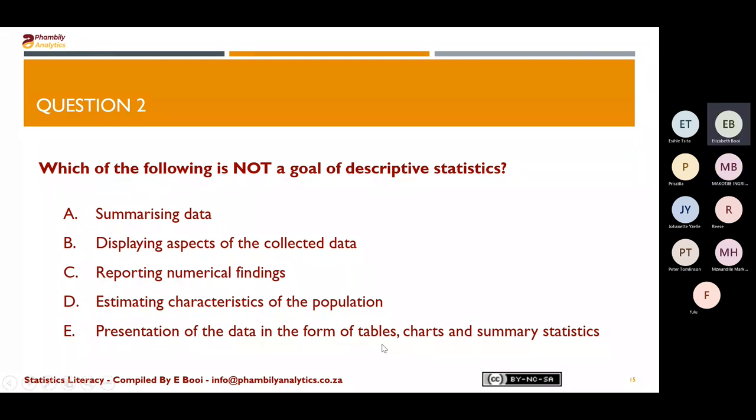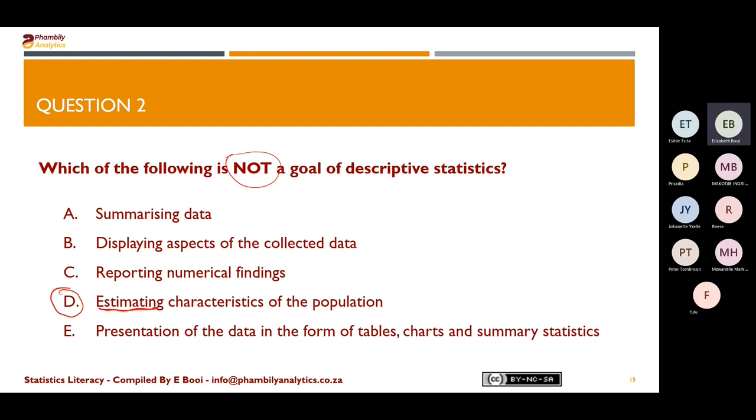Which one? A, B, C, D, or E? Which one is not the goal? Remember, inferential statistics is about estimation and hypothesis. So which one is not? D. It will be D, the incorrect one, because D says estimating.